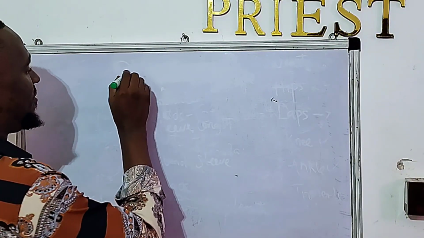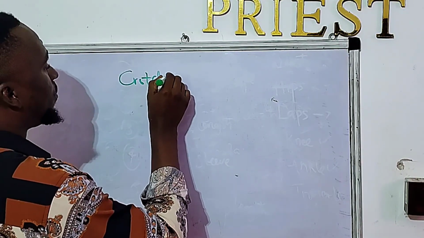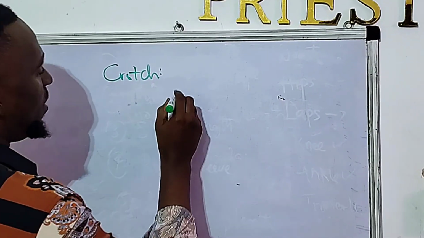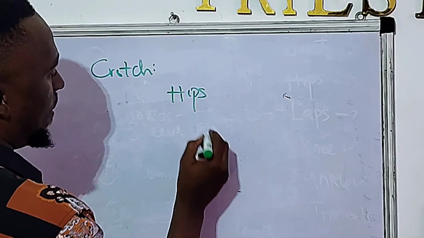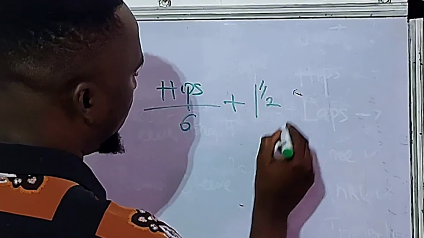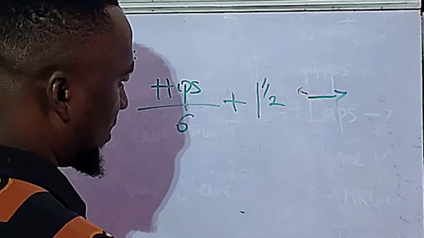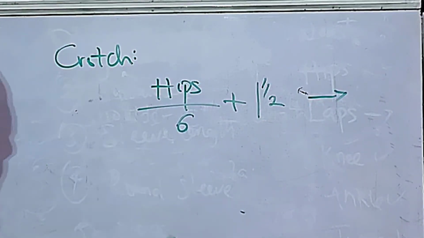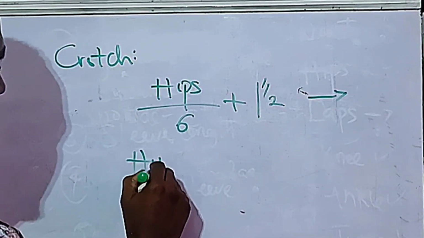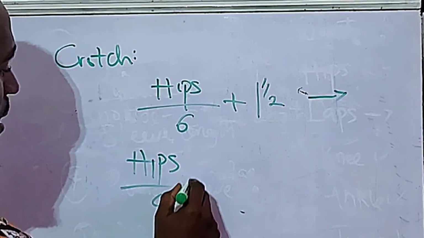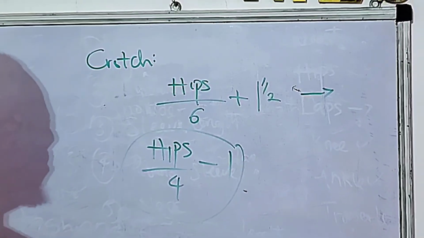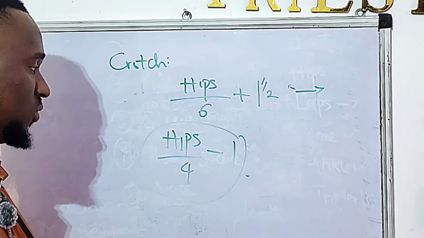Now, for a female crotch, there are different formulas, but I will bring one or two for you. The value of your hip measurement divided by 6 plus 1.5 gives you the crotch in most cases. Aside from that, the hip measurement divided by 4 minus 1 as a constant also gives you the value of your crotch.